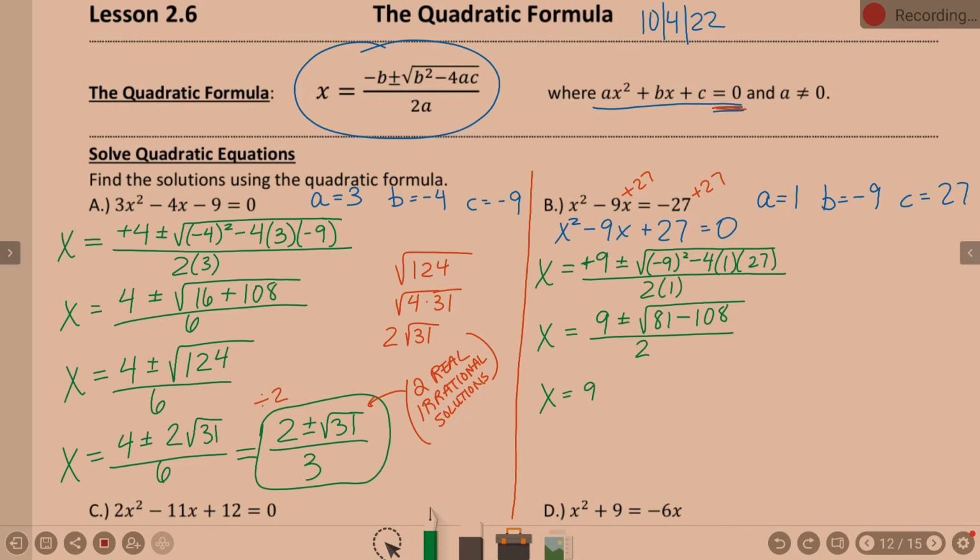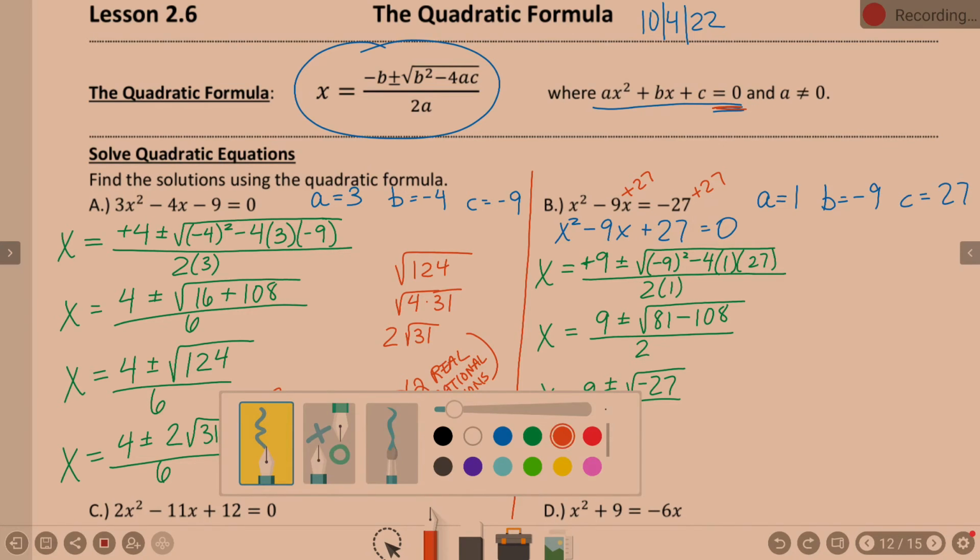So 9 plus or minus, what is 81 minus 108? Negative 27. All divided by 2. Okay, so I have 9 plus or minus square root of negative 27, all divided by 2. Can I put this answer in? We still have an i here. Yes, we've learned those imaginary values.